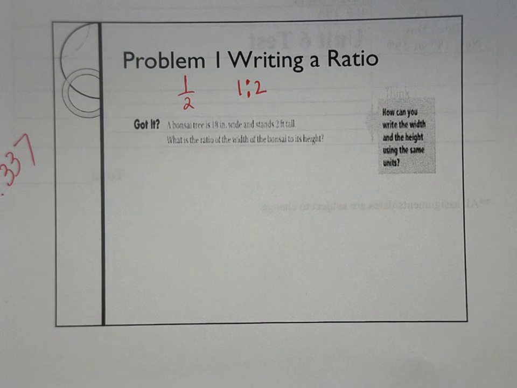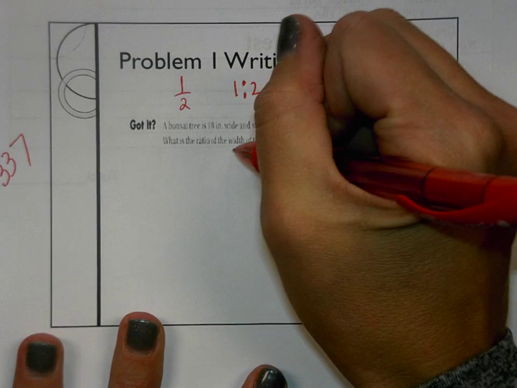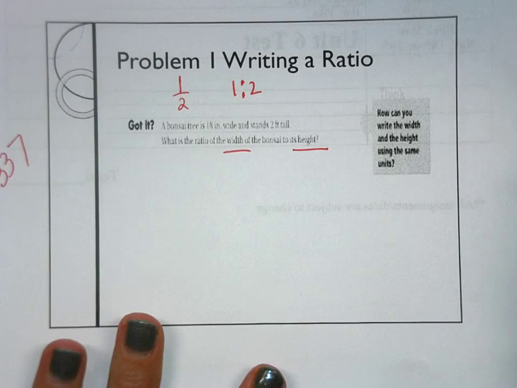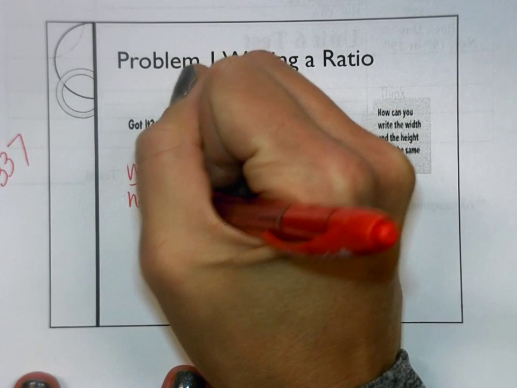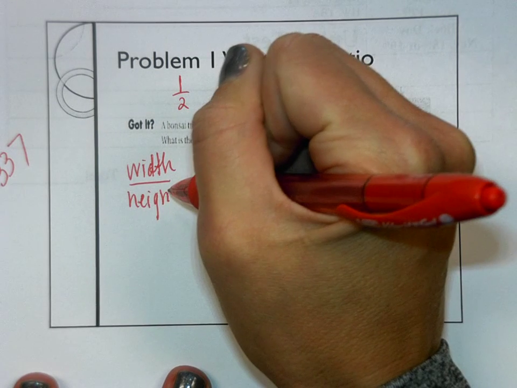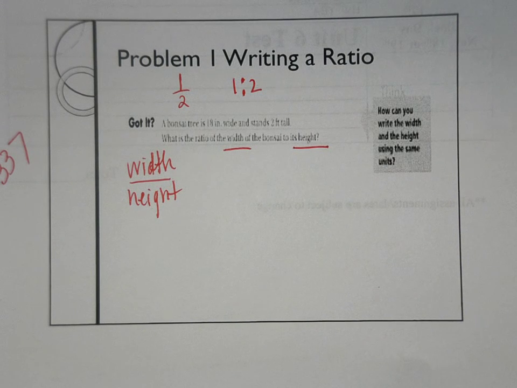Okay, so on page 337, if you read the Got It first problem, it says a bonsai tree is 18 inches wide and stands 2 feet tall. What is the ratio of the width of the bonsai to its height? Now they're telling you to do width to height. So if you're writing this, the width would be on the top and the height would be on the bottom. If I know how to spell height. Or with the fraction, the width would go first and the height would go second.